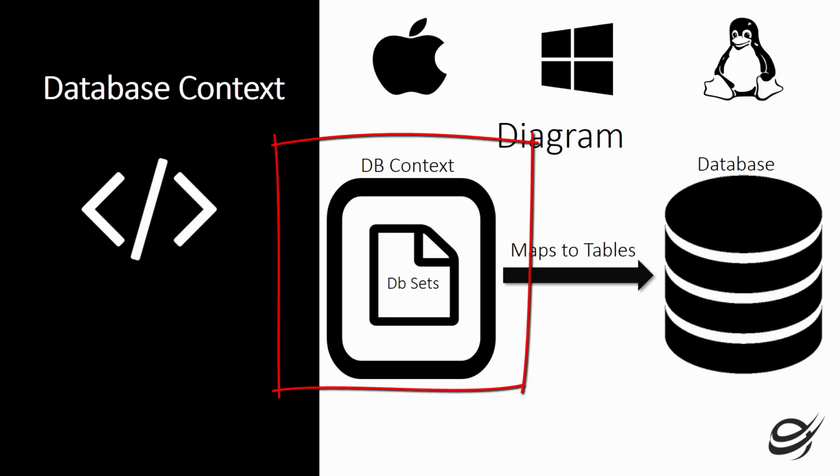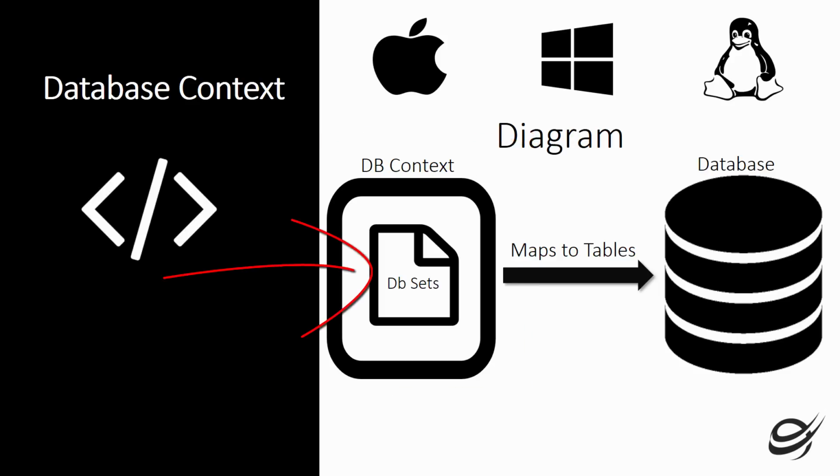As you can see on the left side of this slide, we have a database context. And inside of that database context, we have DB sets. The DB sets are related to your entity types. Let's say you have a class file named car. And with car, it's a specific database set within your context.